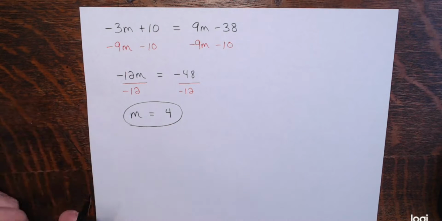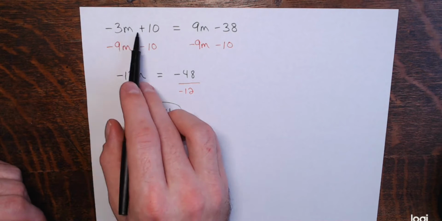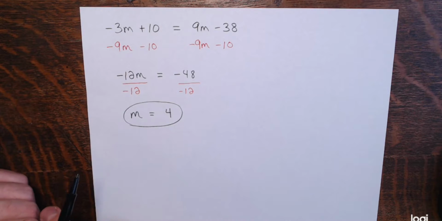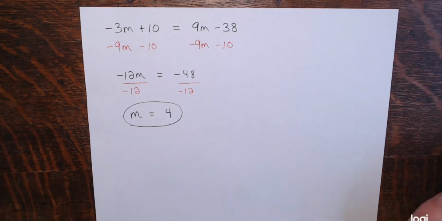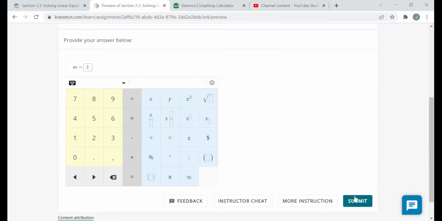And don't forget to check it, right? If you plug in 4 for m, you're going to have negative 2 equals negative 2. This is true. Right. So m equals 4. Submit.